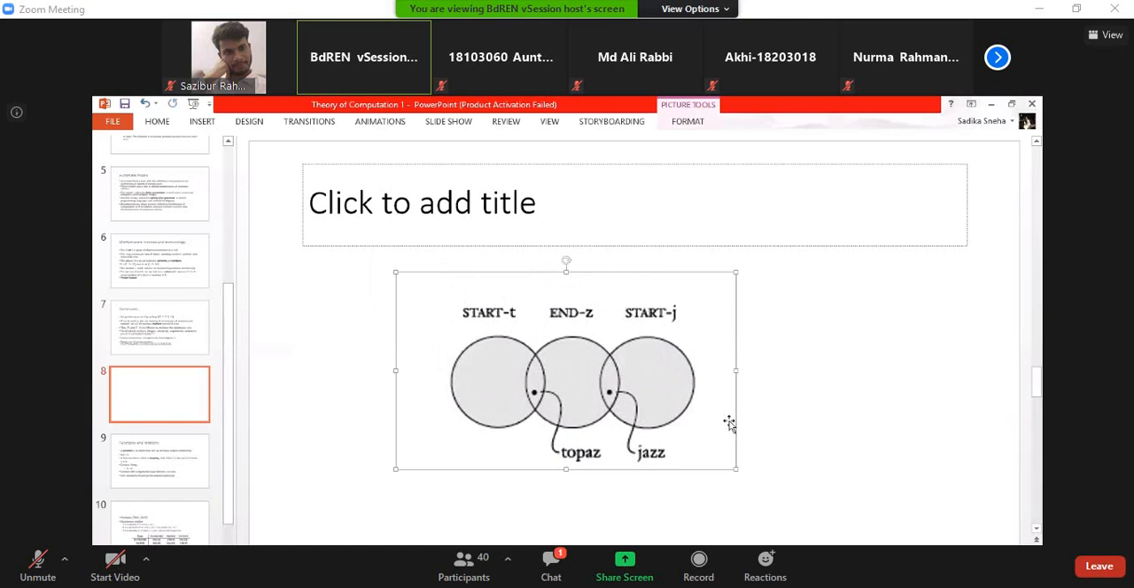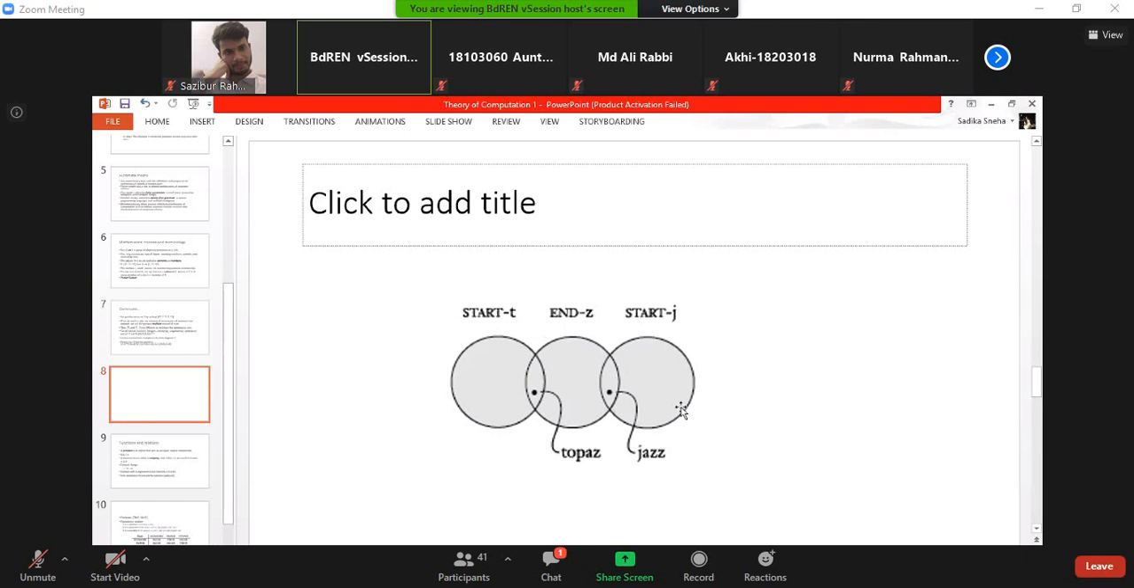This is one Venn diagram. Can you see this? Yes, ma'am. We use circles to represent a set. So from the picture, I can tell you the question that it is a Venn diagram of the sets.